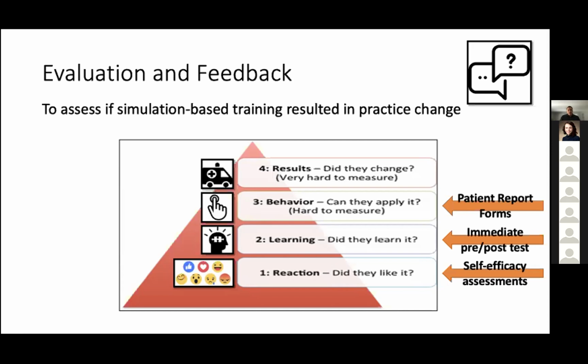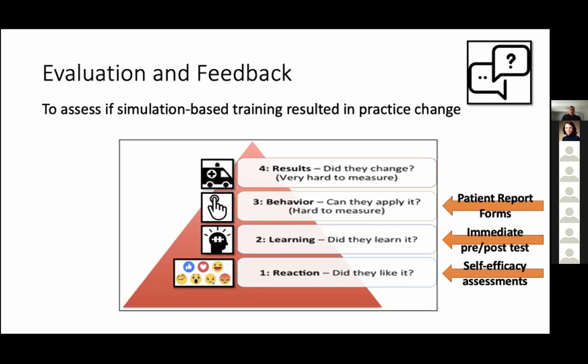The first level, which is the most basic, is the reaction of the participants of the training. This is via self-assessment. A lot of times you just have them fill out questionnaires. You're trying to figure out if the trainees got what they wanted out of the course, and do they feel more comfortable with the skills that they were taught, et cetera. The next level is the learning. This is assessed via doing pre and post tests. So we administered both written pre and post tests, and we also did simulation scenario pre and post tests as ways to measure their learning.